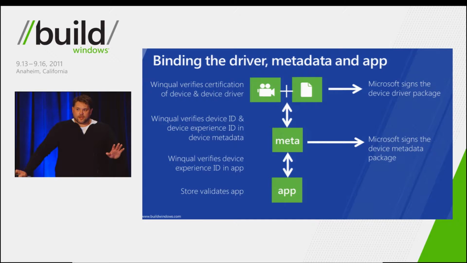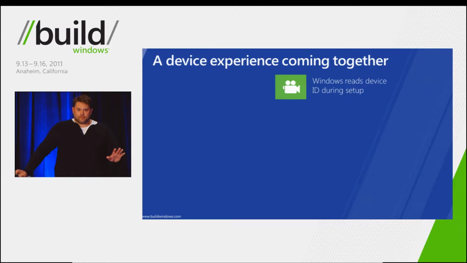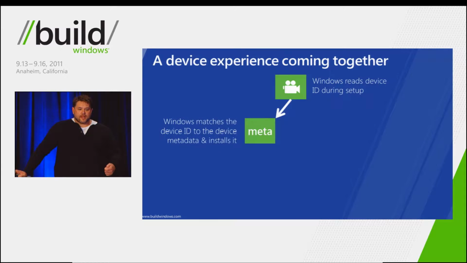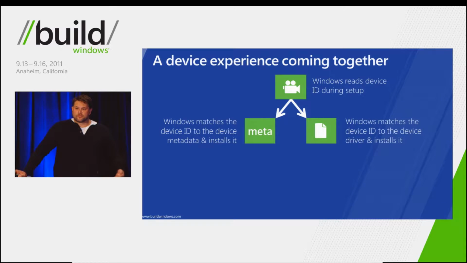Now on the client side, here's how this works. The user connects the device to Windows. The device ID is read during setup. Just like we talked about earlier, it's picked up off of that bus. And simultaneously, the metadata will be found. The driver will be found. Those are matched based on the device ID. And we actually kick off both of these things now in parallel in Windows 8.